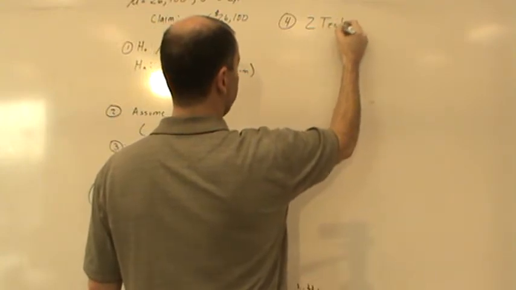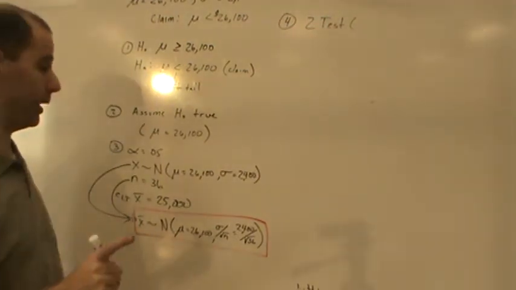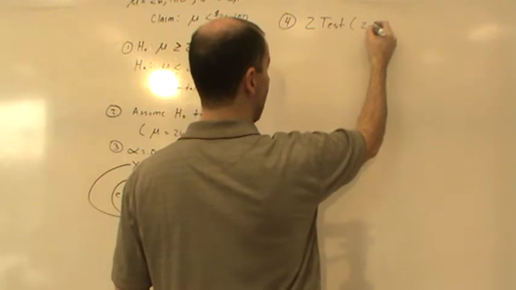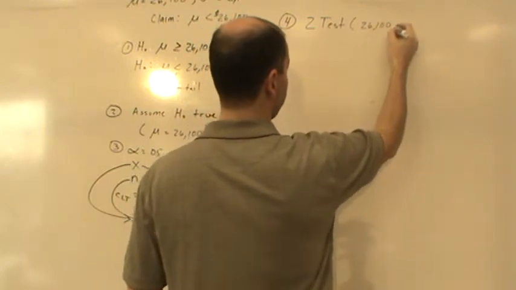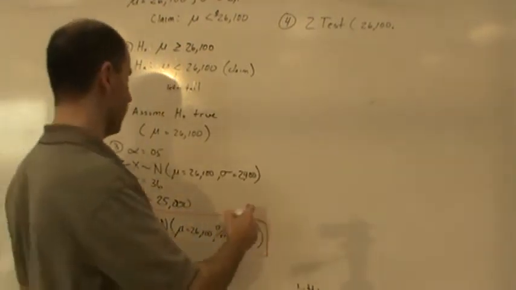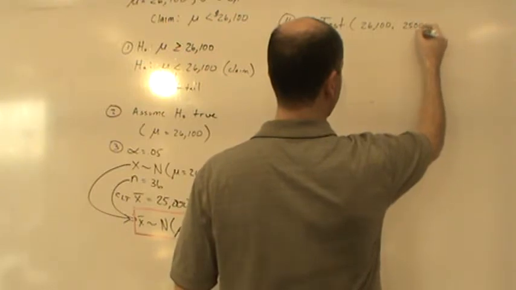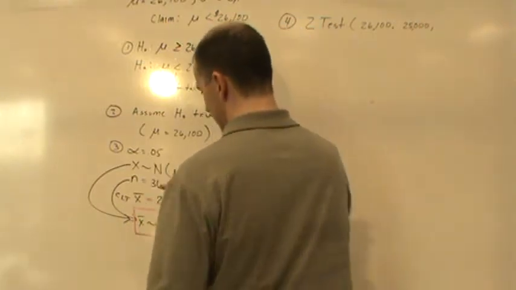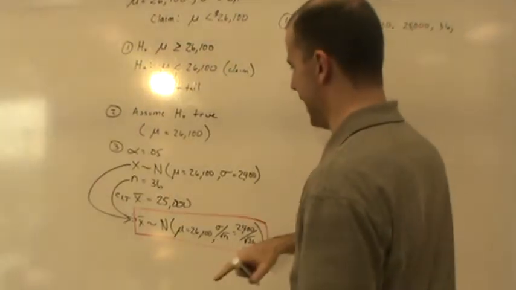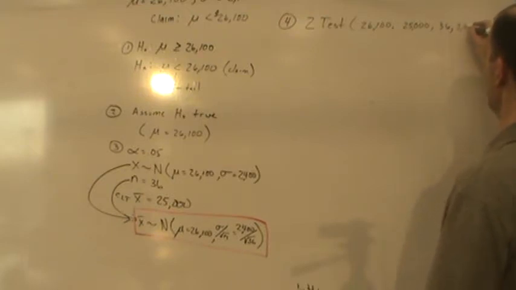And so remember, what we have to put into the calculator for the z-test is we need to tell it what mu naught is. Mu naught is 26,100. Okay? What is x bar? X bar is 25,000. What is n? N is 36. What is sigma? Sigma is 2,400.